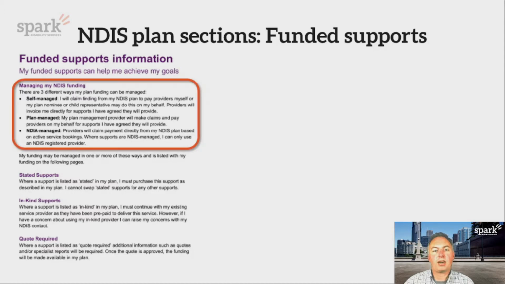The first point to keep in mind is the way that the funded supports have been set up in the plan. There are three different ways that the supports can be managed. The first is what's called self-management. Second is plan management. And third is NDIA management of the supports.